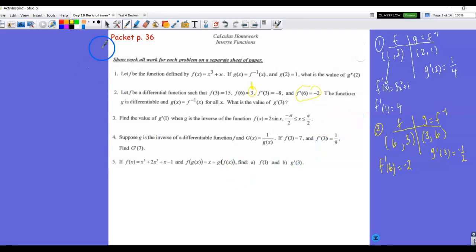Number 3. I'll come over here on the left-hand side for number 3. Find the value of g prime of 1 when g is the inverse of f. So they're kind of setting us up the same way again. I have f, I have g, and g is the inverse of f. I want to find g prime of 1, so that 1 is an x value of the g function, and therefore the 1 is a y value on the f function.